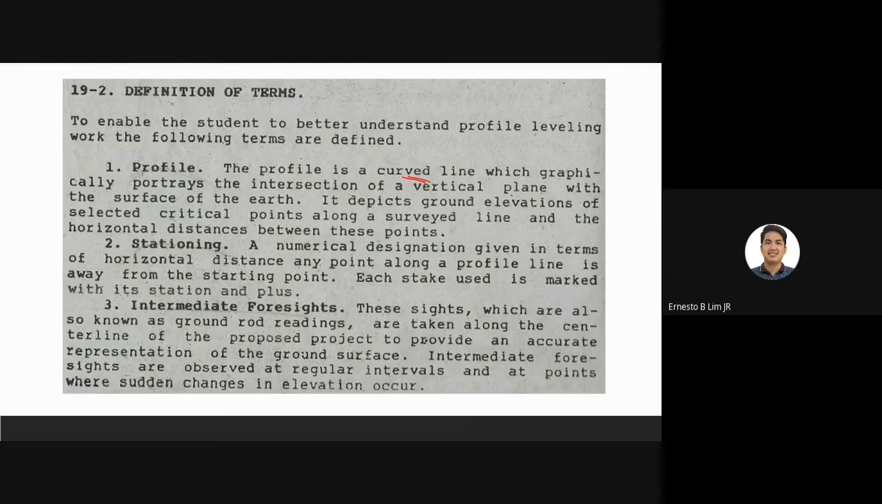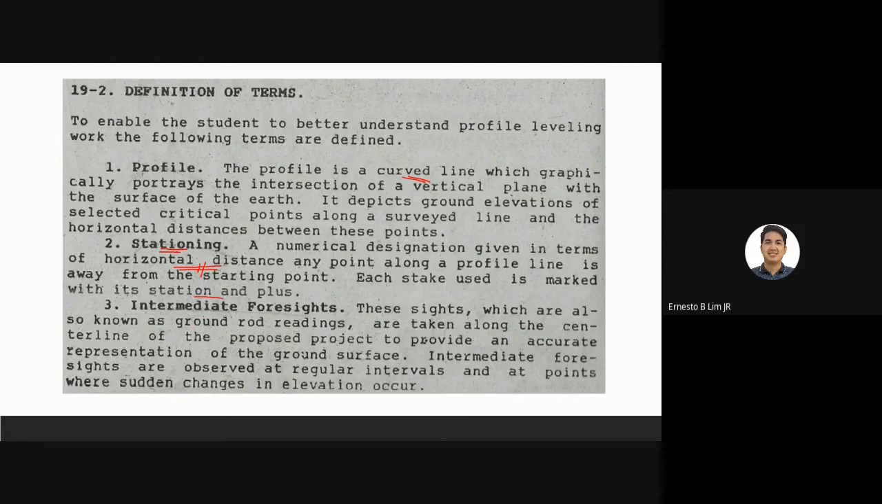Stationing. A numerical designation given in terms of horizontal distance. Okay, so again, when we talk about stationing, we talk about horizontal distance. Any point along the profile line is marked away from the starting point. Each stake used is marked with its station and the plus. Later we will discuss more about the stationing and the plus.